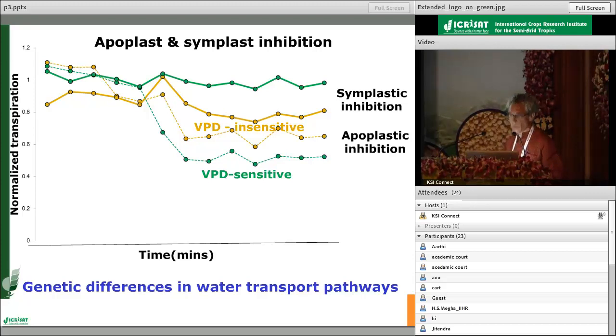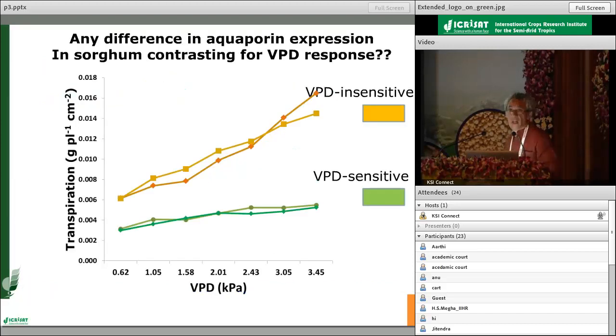So what we also did was, if aquaporins are involved in those pathways, do we have differences in the gene expression of some of those aquaporin genes? So we picked the most contrasting genotypes from sorghum that had either VPD sensitivity or VPD insensitivity. And we ran again an experiment where we measure the response of conductance to VPD, collecting leaf and root tissue in the morning when everybody is under low VPD. And then we took again a sample in the afternoon.